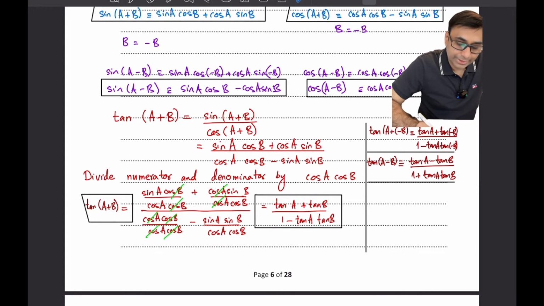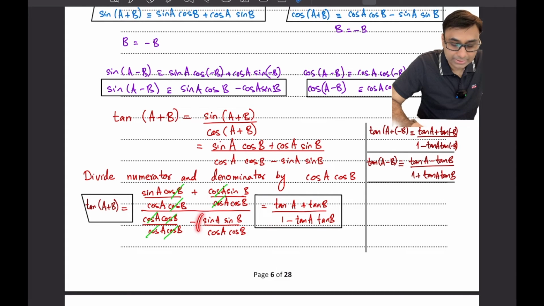Now once I look at this, this cancels out, and sine a over cos a becomes tan a. Similarly, this and this cancel out, and sine b over cos b becomes tan b. Here all of the terms are cancelling out, so it will be 1.